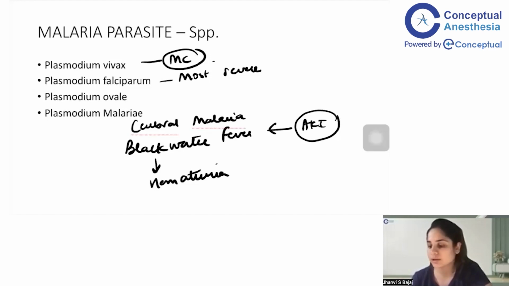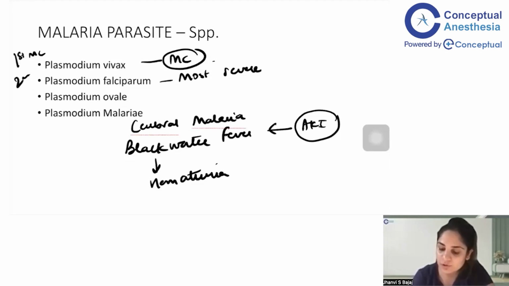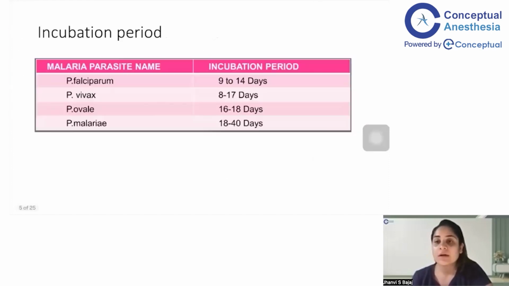So we will not bother about those right now. So first, the most common seen in India is vivax. Second most common seen in India is Plasmodium falciparum. All right. Now next, what is the incubation period of this disease?